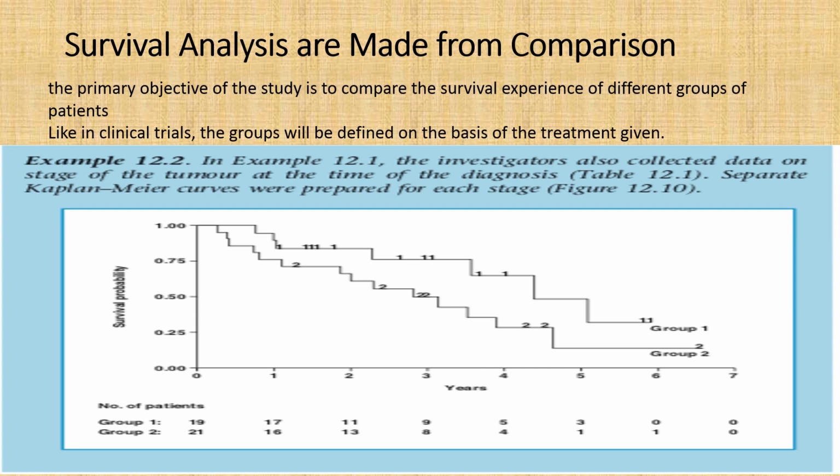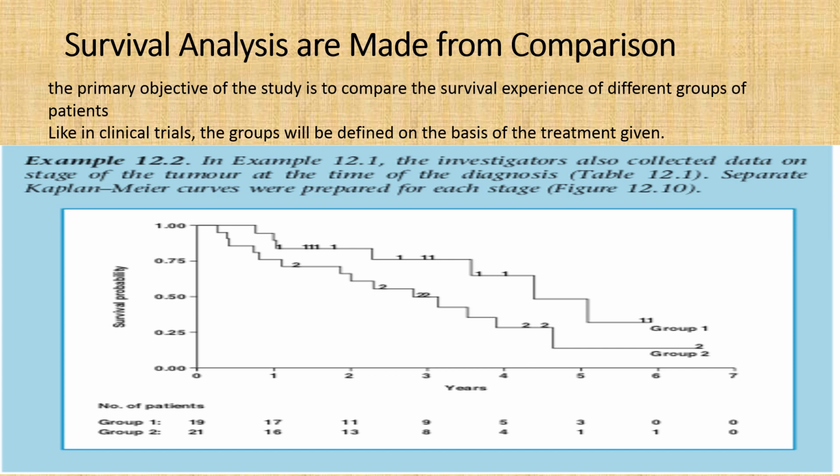Over here, if you look closely, this is an example where the investigator collected data regarding the stage of group 1 and group 2. Let's assume in group 1 individuals are suffering from certain conditions, and group 2 are also suffering from a particular ailment. Now I am focusing on the image you are seeing. On the y-axis you are seeing survival probability, on the x-axis you are seeing the years. The number of patients in group 1 are mentioned as 19, 17, 11, 9, 5, 3, 0, 0.